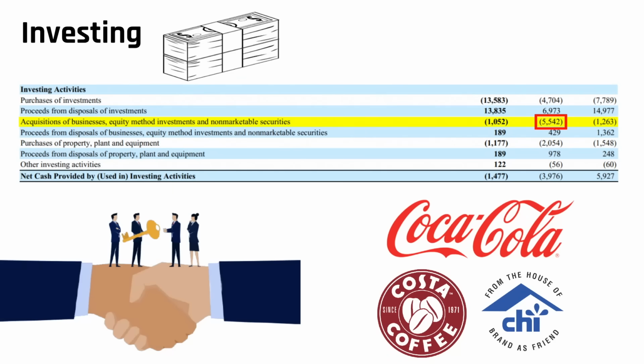Just like companies frequently buy other companies, they also occasionally sell off companies and brands they own because those companies and brands may not fit in with the long-term strategy of the company anymore. These sales of businesses are included in this line titled Proceeds from Disposals.